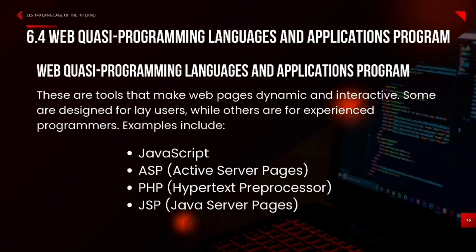JavaScript is a widely used scripting language that enables interactive web content, while ASP, or Active Server Pages, is a server side script engine for dynamically generated web pages. PHP, or the Hypertext Preprocessor, is a server side scripting language designed for web development but also used as a general purpose programming language. Lastly, we have JSP, or Java Server Pages, a technology used for developing web pages that contain dynamic content based on Java.